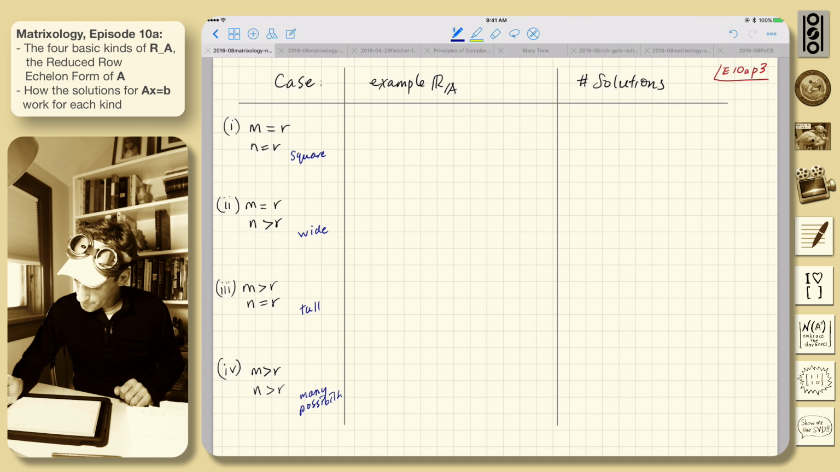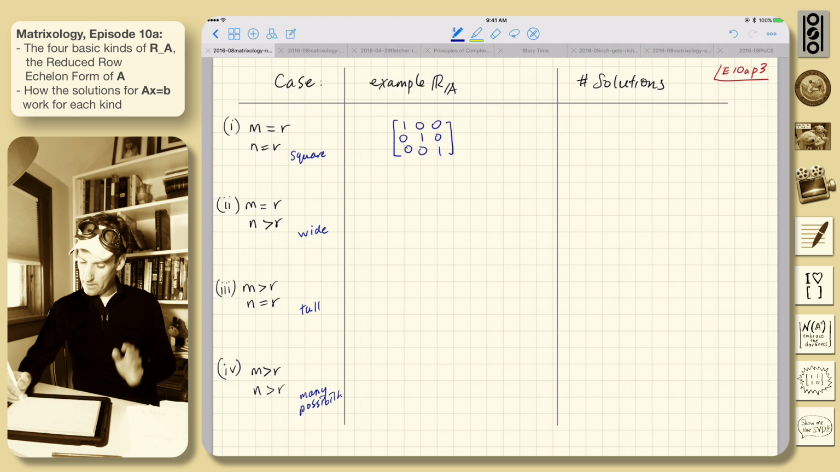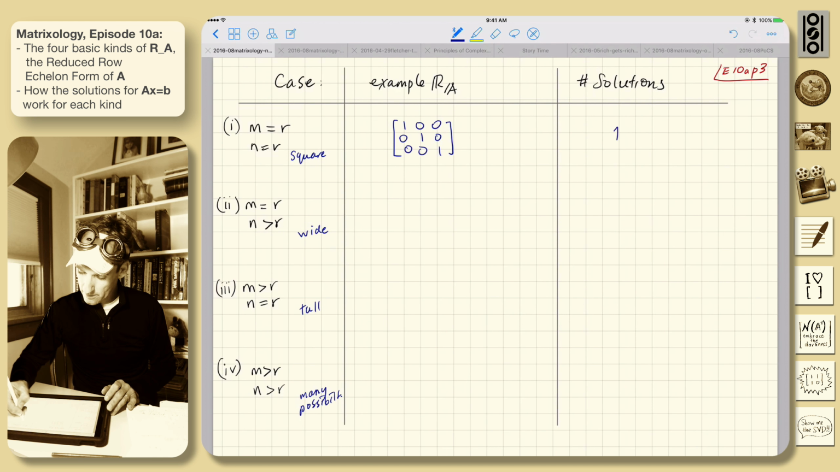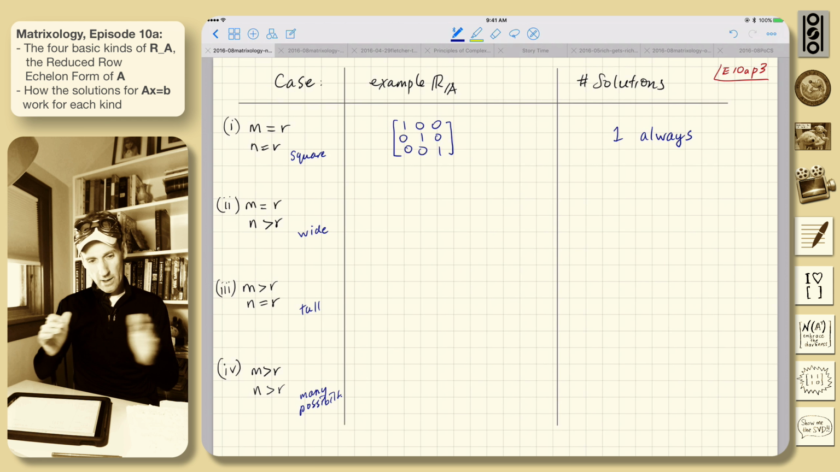Right, so the examples might be, just as we had it, the identity matrix, 3 by 3. So we'll try to do 3. So the number of solutions here is 1, always. Now m equals r and n is greater than r, so m is columns, n is this, right?